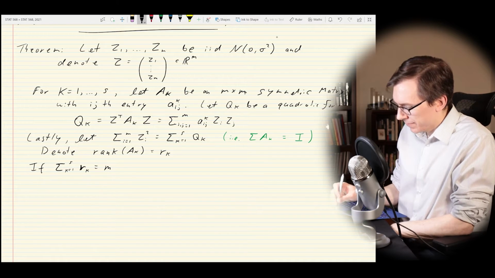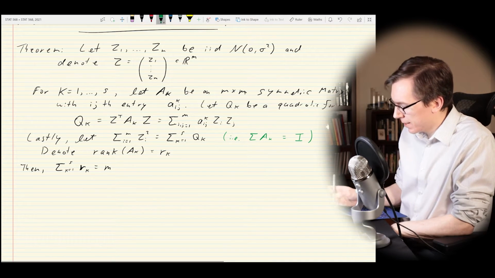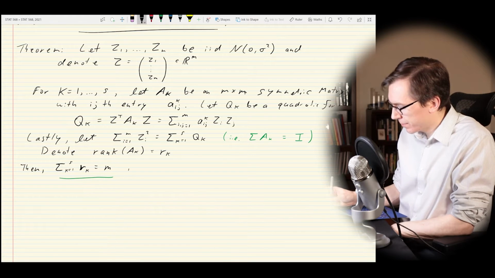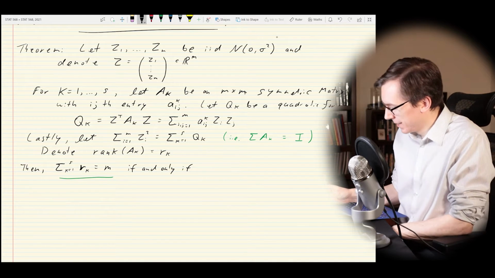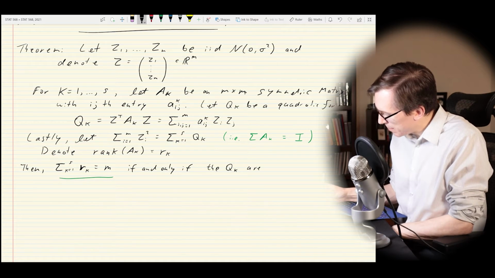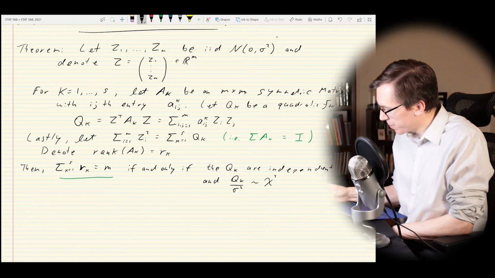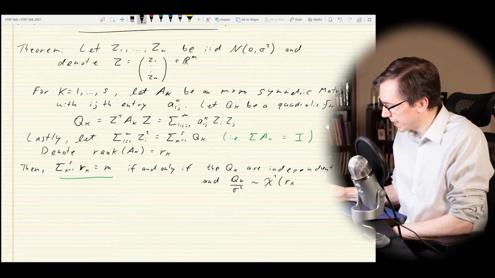actually I should say not if, sorry. We'll say then what we have is this statement if and only if the Q_k are independent random variables, independent, and that Q_k normalized by the variance sigma squared is going to have a chi-squared distribution with degrees of freedom precisely equal to the rank of the matrix.